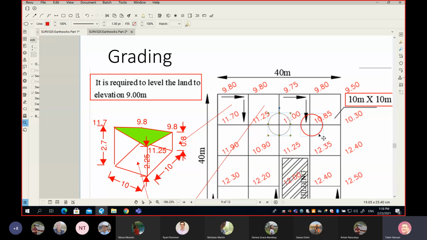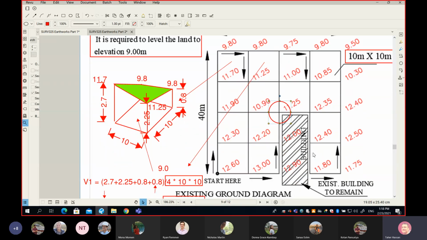Now my question for you, and that's the last question, this point here, how many times will it show in my calculations? Three. It will show 3 times. Why 3 times? Why not 4? Because the building will stay, so this part here will not be dug. However, we will dig around the building on this one and this one and this one. So that's why it is shared between 3 squares.